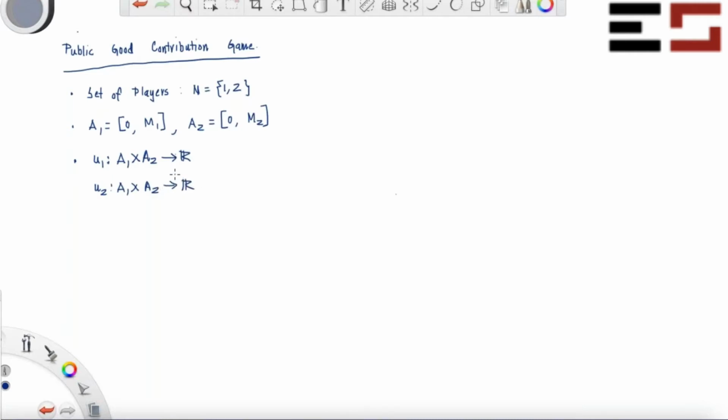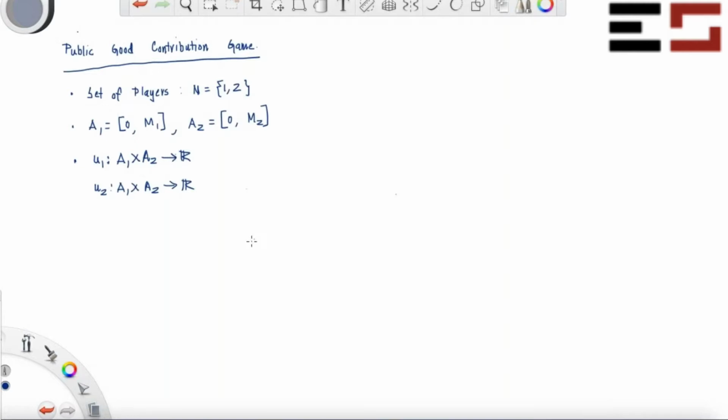So why is the utility of player 2 a function of player 1's action? Because if player 1 is going to contribute more, that is going to positively affect player 2. Similarly, player 1's utility is also a function of the action taken by player 2, for the same reason. So this is the standard public good contribution game. We can assume some utility form to actually solve this problem.